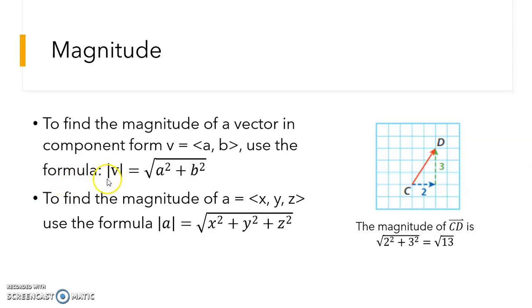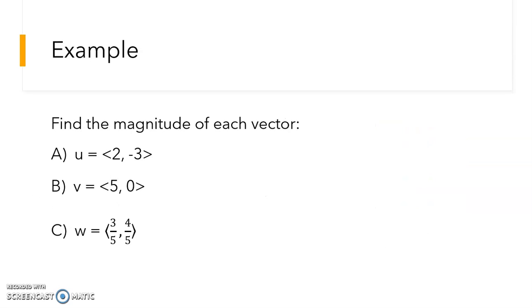Now, the symbol for magnitude looks like absolute value symbols. It's the name of the vector inside those symbols. Let's take a look at some examples. In the first example, they want us to find the magnitude of each vector, and they've given us 3 different vectors here. So see if you can apply the formula, and then press play to see if you're right.